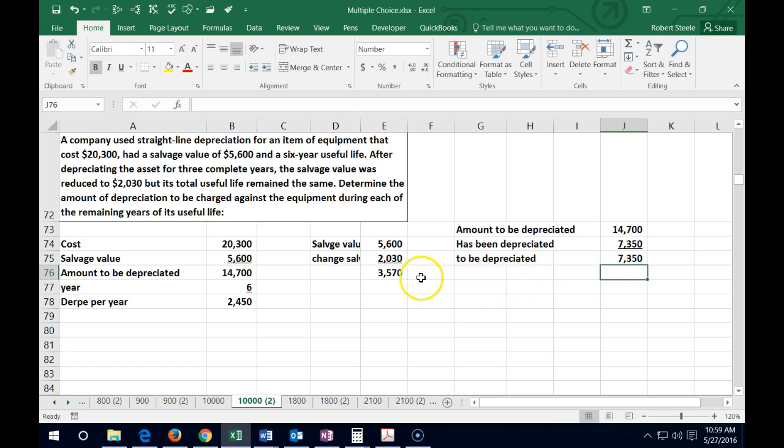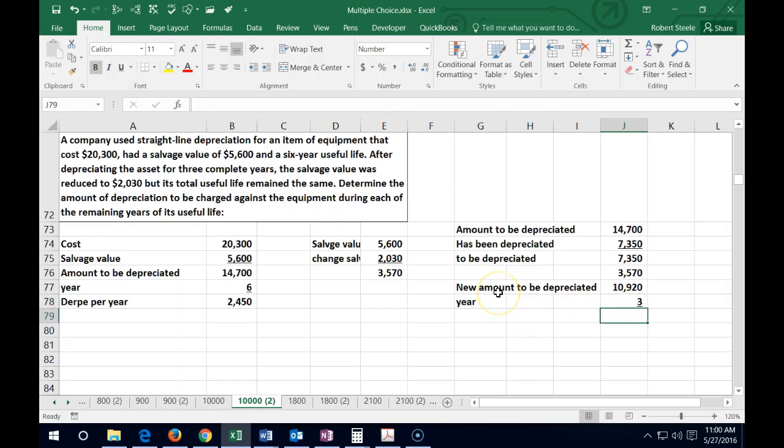Plus, we need to calculate and add to it this difference, this change in the salvage value. So we're going to put in this change in the salvage value here and say that now we need to depreciate over the next 3 years this 7,350 plus this adjustment to the salvage value. This is the amount to be depreciated at this point. And then we're going to take that and divide it by the number of years, which is 3 remaining. So I'm going to go ahead and underline that, Home tab, Font, Underline.